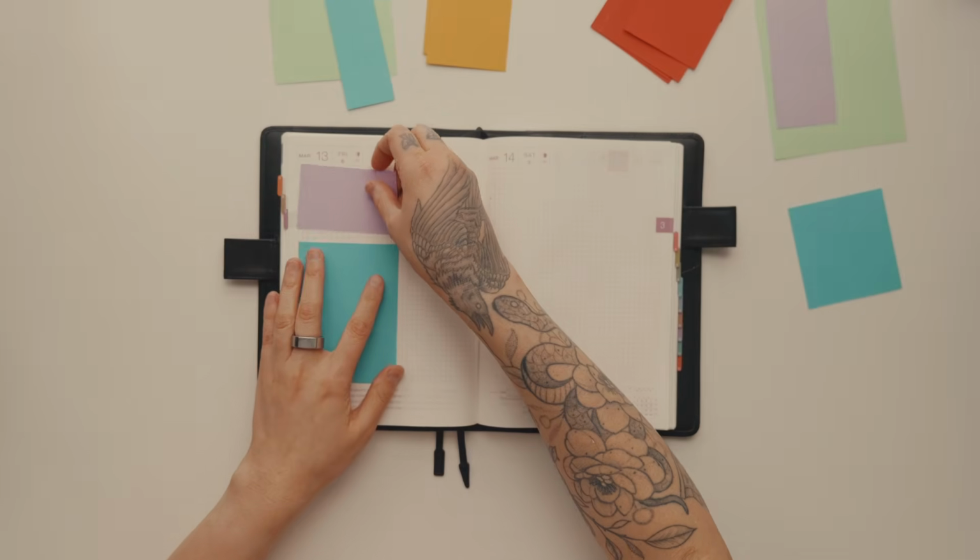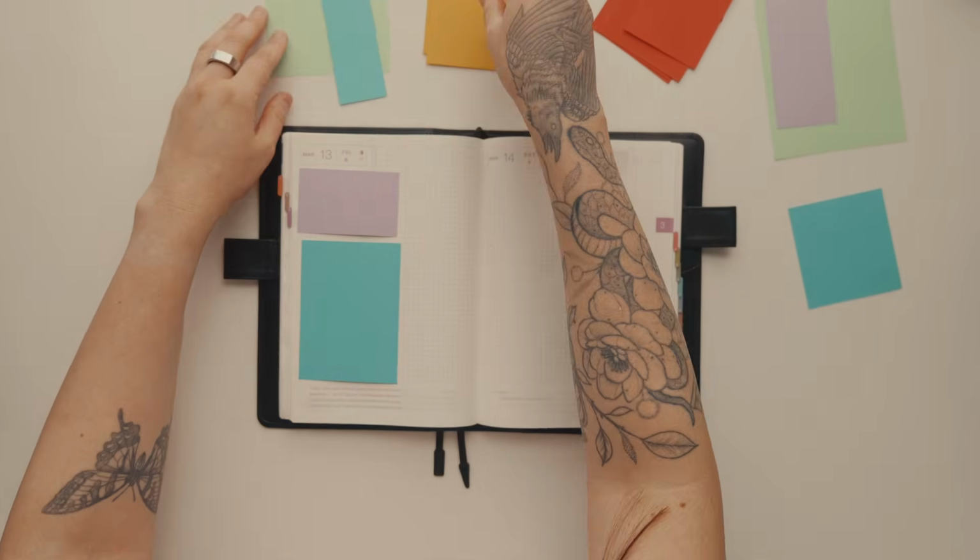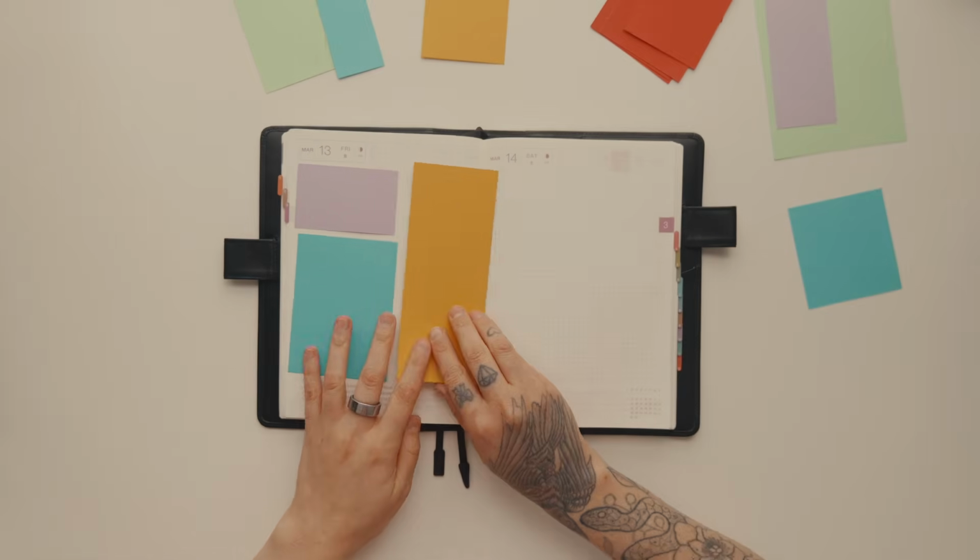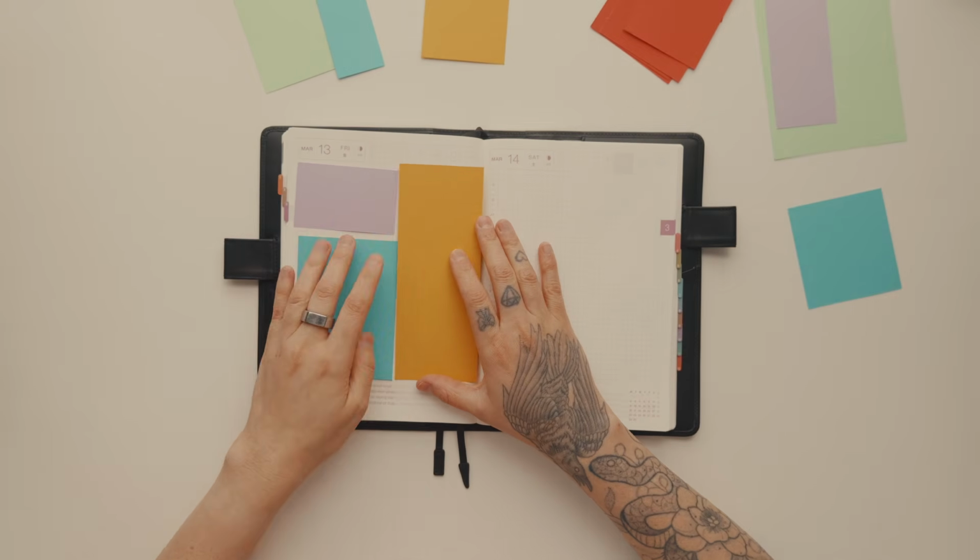So, some ideas for layouts here. Here's a layout idea.